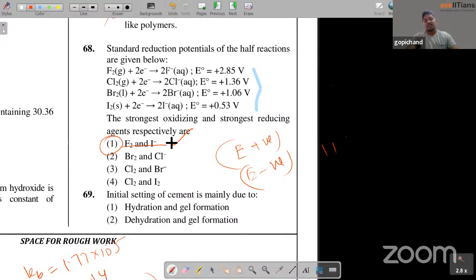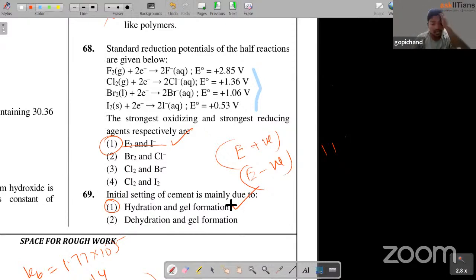Question number 69. The initial setting of cement is mainly due to what? Hydration and gel formation. Yes, because of the hydration and gel formation. Another straightforward question from inorganic chemistry. Questions have come on cement many times, so try to check it once. Then again, you'll understand the importance of it. Okay, next.